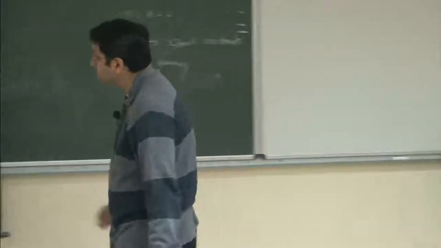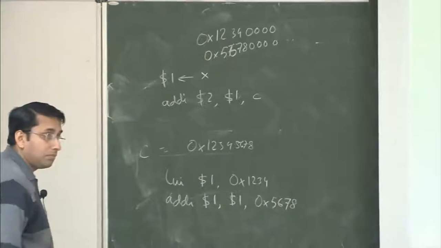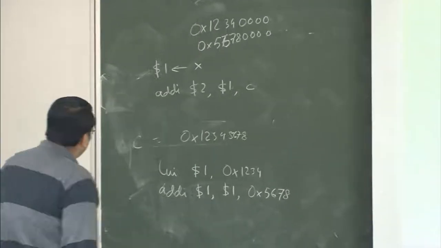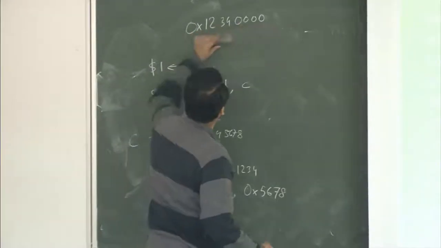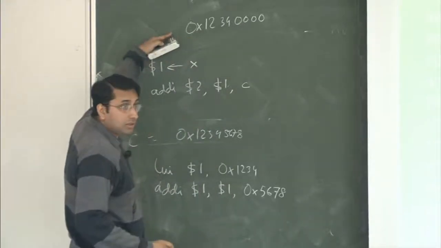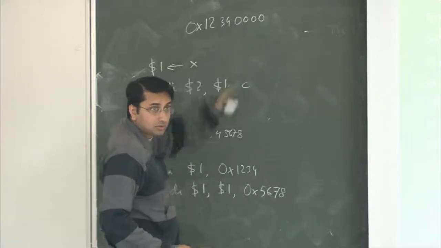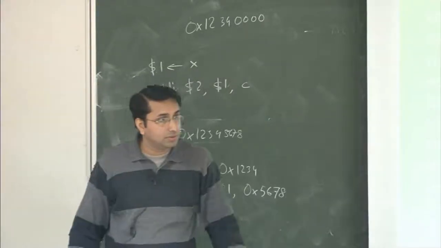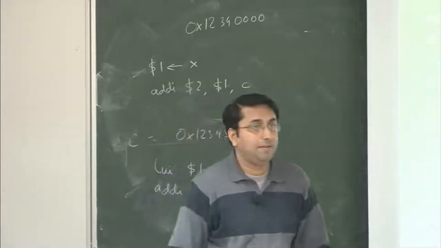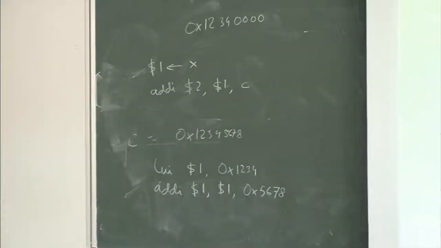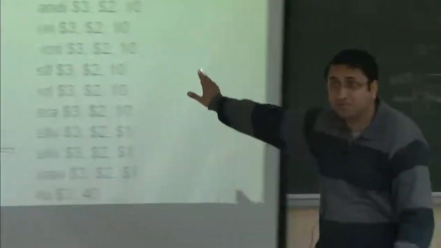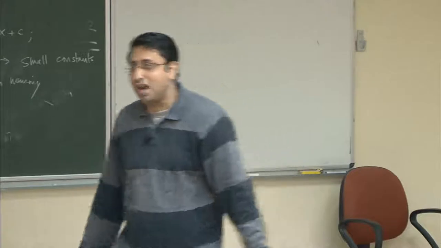This will not give the same thing. Why? Because 1, 2, 3, 4 and 5, 6, 7, 8 are at the lower bits. So $1 will have this one at the end of LUI, and 5, 6, 7, 8 will get added here, right? Can I use anything else other than add from this list? We are almost there. Sorry? OR.